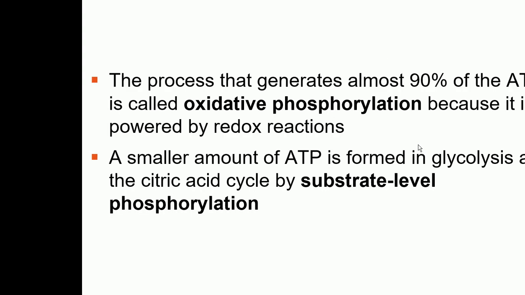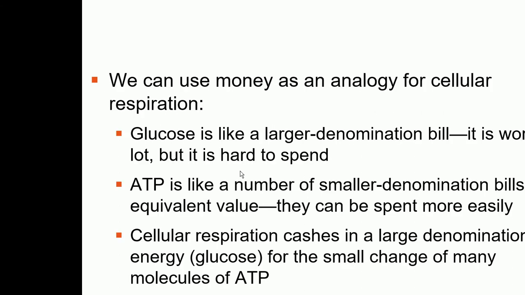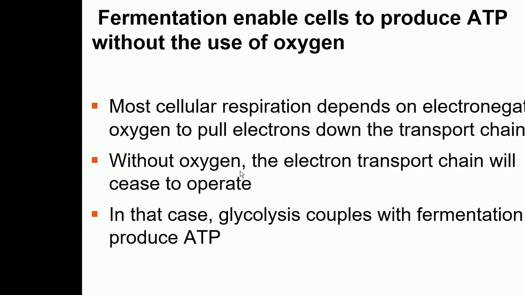In this whole process of cellular respiration, oxidative phosphorylation produces 90% of the ATP, and a very small proportion of energy is produced by substrate level phosphorylation. From one molecule of glucose, around 32 molecules of ATP are produced, and that's what we are going to talk about in this process.